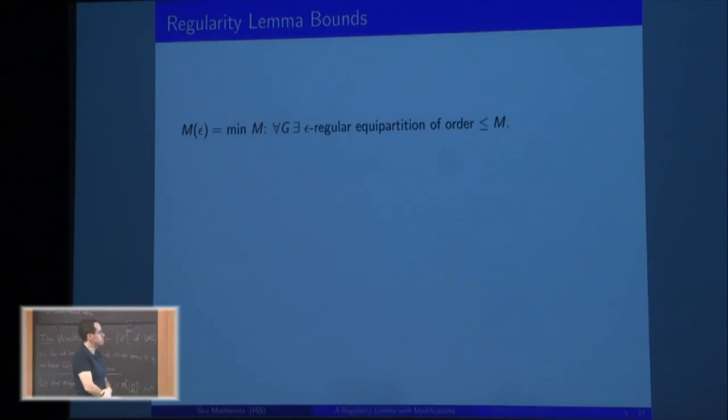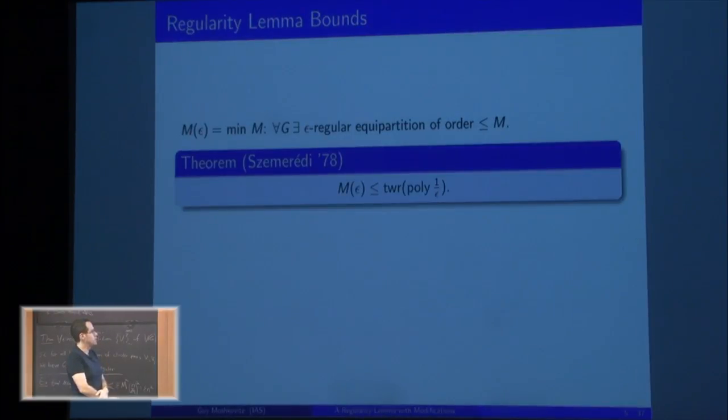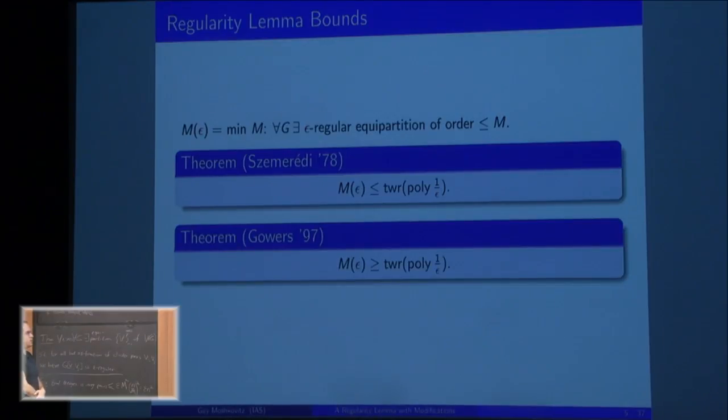Okay, so here's the definition of M of epsilon. The original proof by Szemerédi of the regularity lemma gave the following bound. That's a tower of height roughly 1 over epsilon. So that's more than an exponential function of 1 over epsilon. It's more than double exponential. So it's 2 to the 2 to the 2, and the number of 2's is roughly 1 over epsilon. And for 20 years, people have wondered whether Szemerédi's proof can be improved, and Gowers showed that essentially no. Gowers actually constructed a graph so that every epsilon-regular partition of that graph has to be that large, roughly.